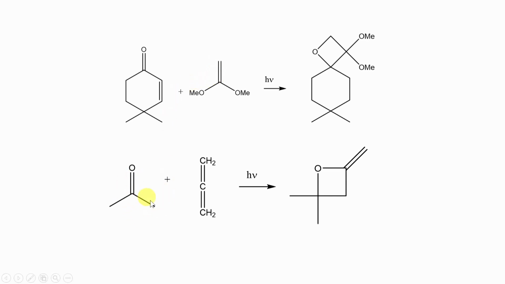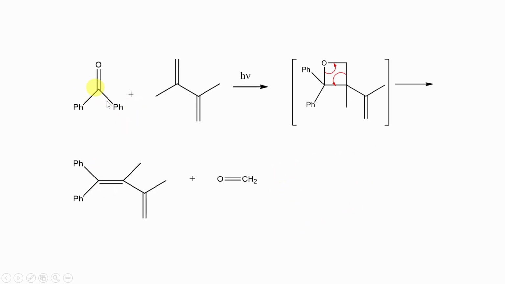Then see this example. It is acetone, which on treating with this olefin undergoes the Paterno-Buchi reaction, or oxetane formation, forming this product, oxetane. See this reaction. The ketone reacts with a diene, a conjugated diene. Photocycloaddition takes place as in the previous case, forming this oxetane. But this oxetane is somewhat unstable. Ring opening takes place with the elimination of a formaldehyde molecule, CH2O, forming this compound.